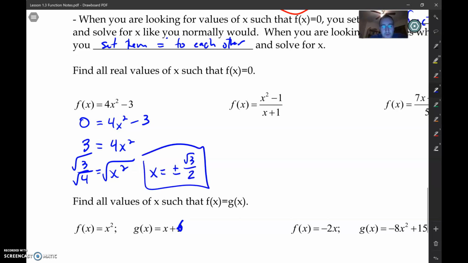Shout out to the unit circle. Coming back, those are the two values where it would be equal to 0. If you don't believe me, plug it in. I promise you, we just solved it. The algebra don't lie. Okay?